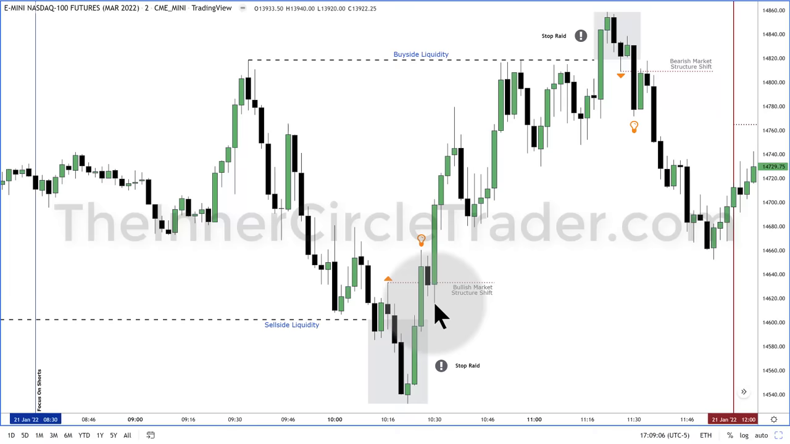That's pretty neat, isn't it? Well, price starts to run where? Above the highs where buy stops would be here. Above this high here. And above this high here.